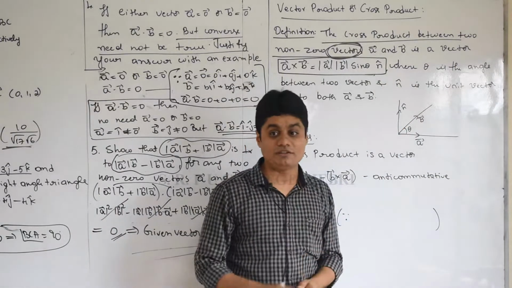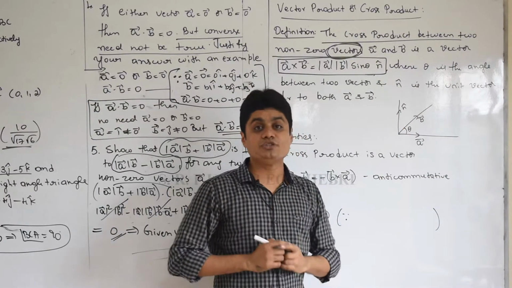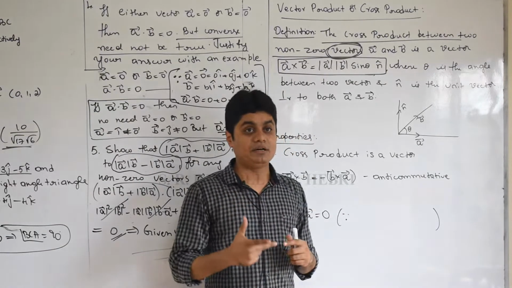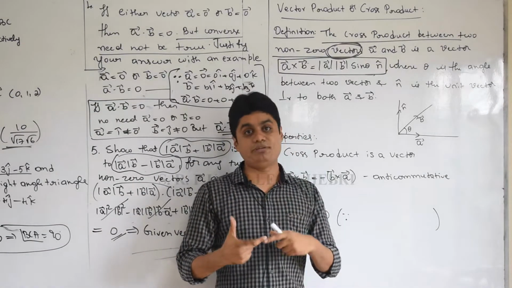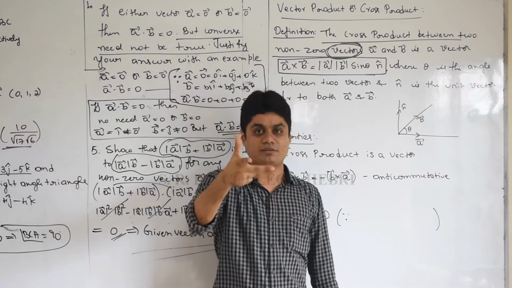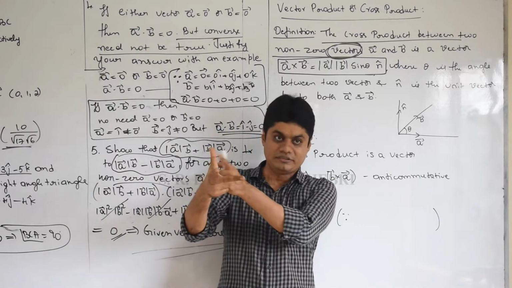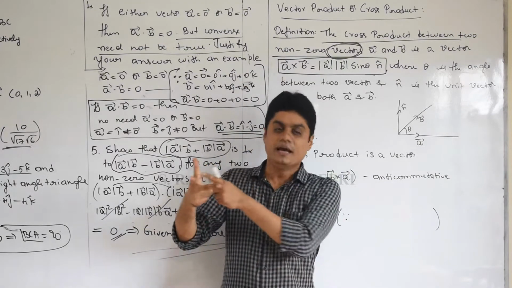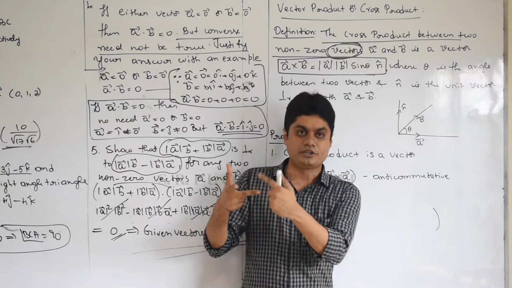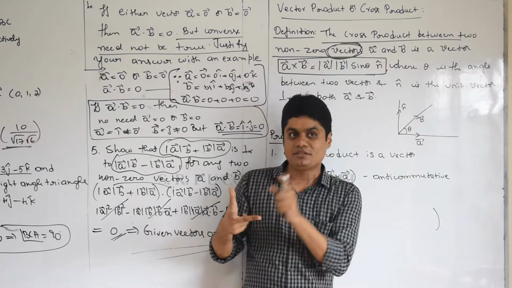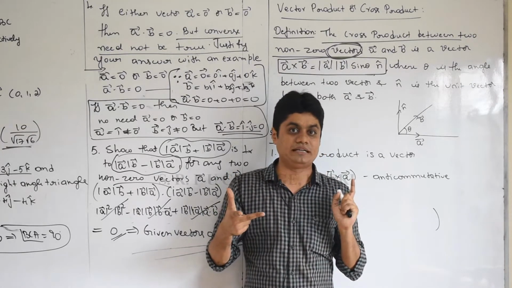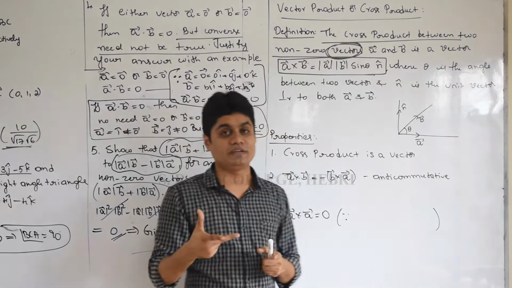And n cap, observe carefully, this is an interesting point. n cap is a unit vector perpendicular to both A and B, and remember vector A, vector B and n cap form a right-handed system. This thumb represents n cap, these two fingers represent vector A and vector B, and you can observe that the thumb will be perpendicular to both of these two. So n cap is a unit vector perpendicular to both vector A and vector B.